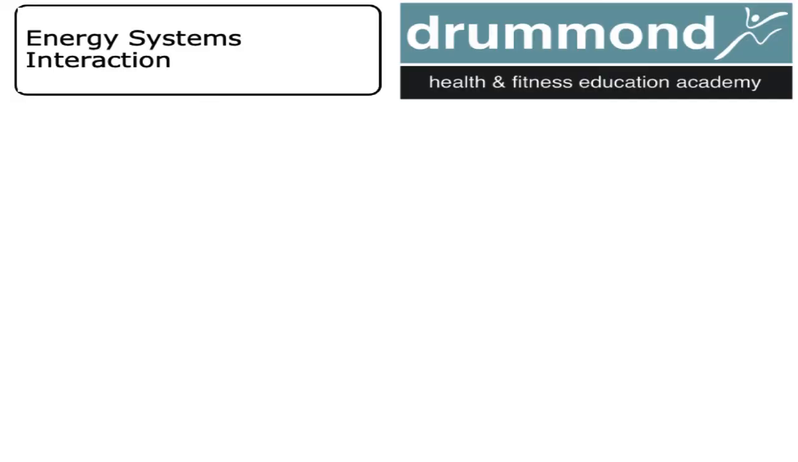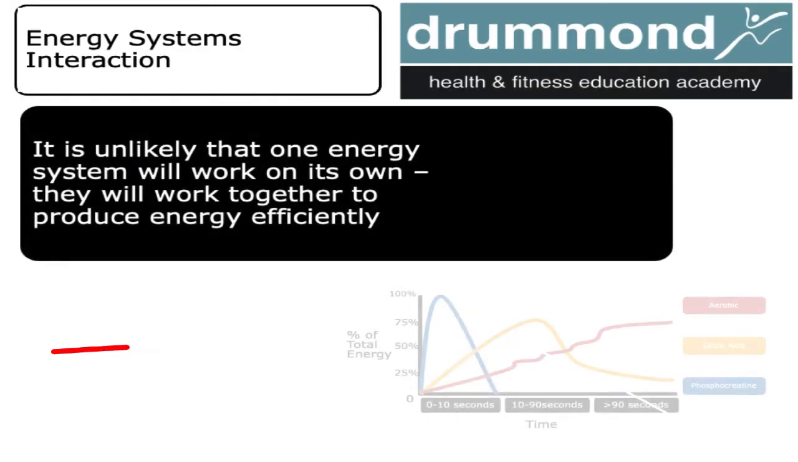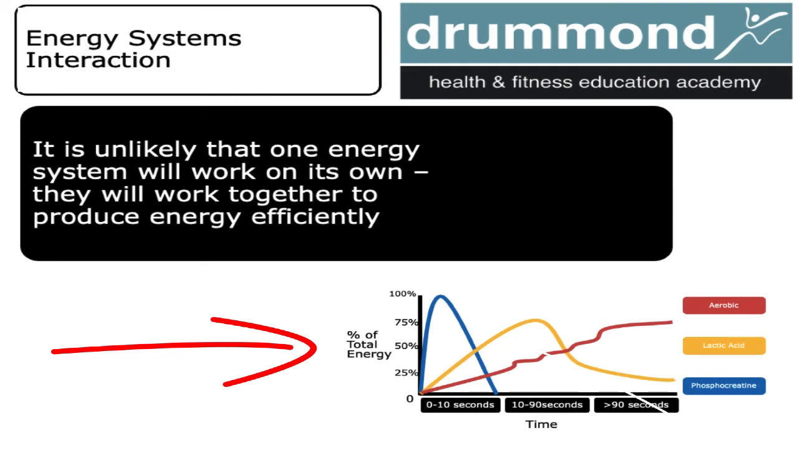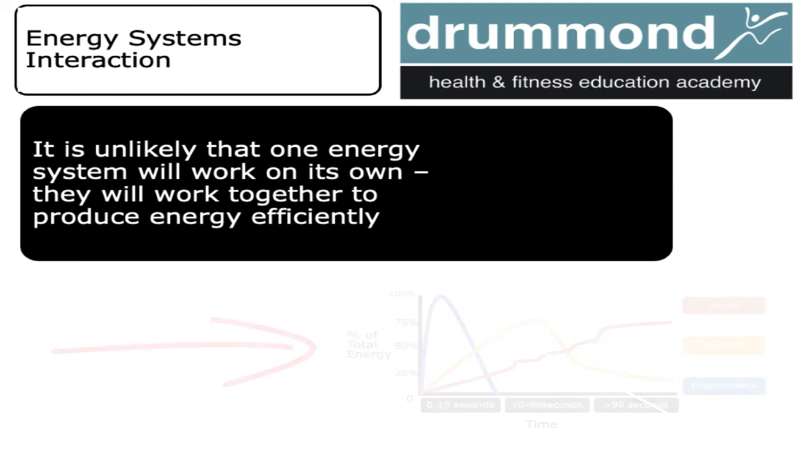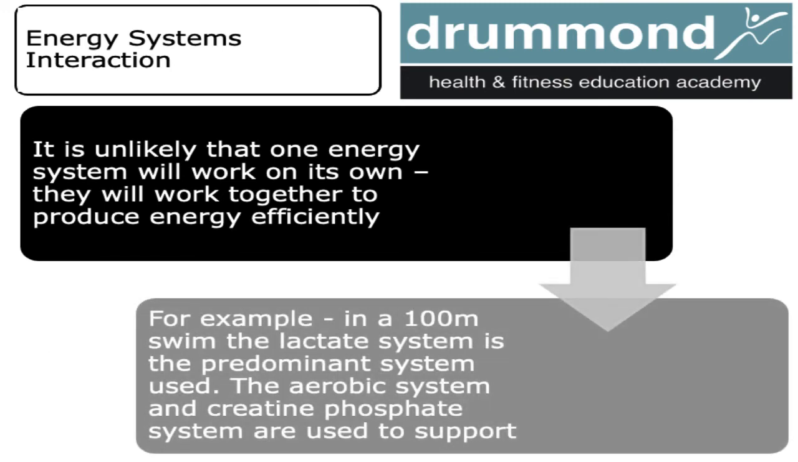Energy systems interaction. I think the previous slide shows that it is unlikely that one energy system will work on its own, and they will all work together to produce energy efficiently. For example, in a 100-meter swim, the lactic system is the predominant system used, but the aerobic system and the creatine phosphate system are used to support that activity.